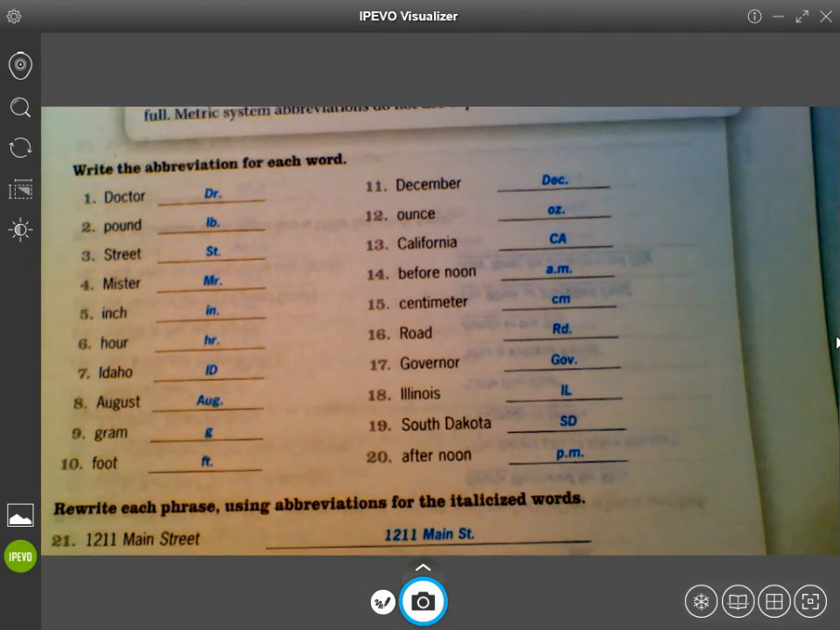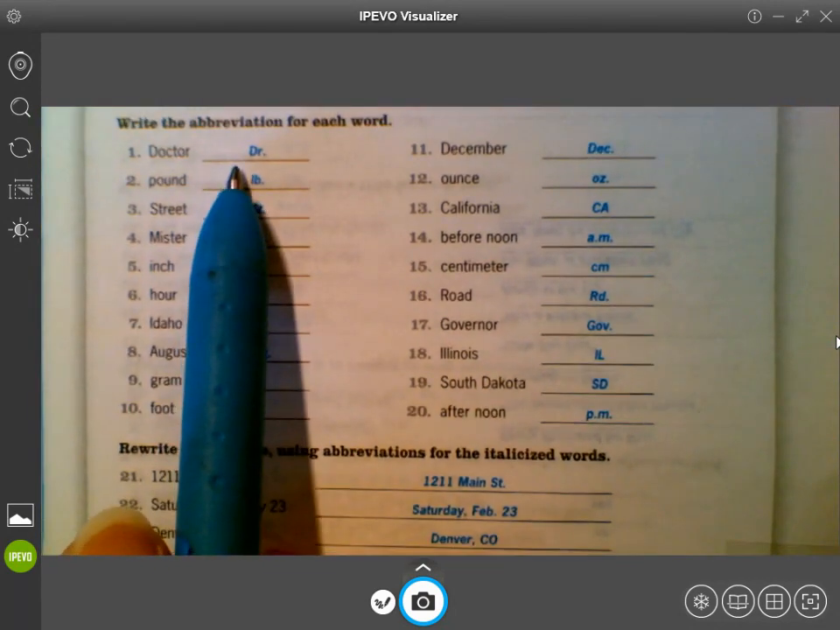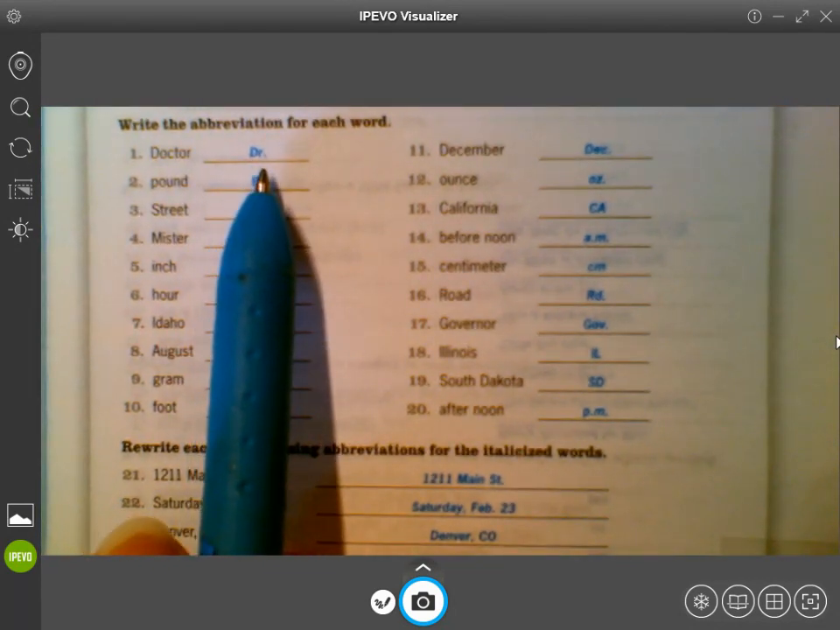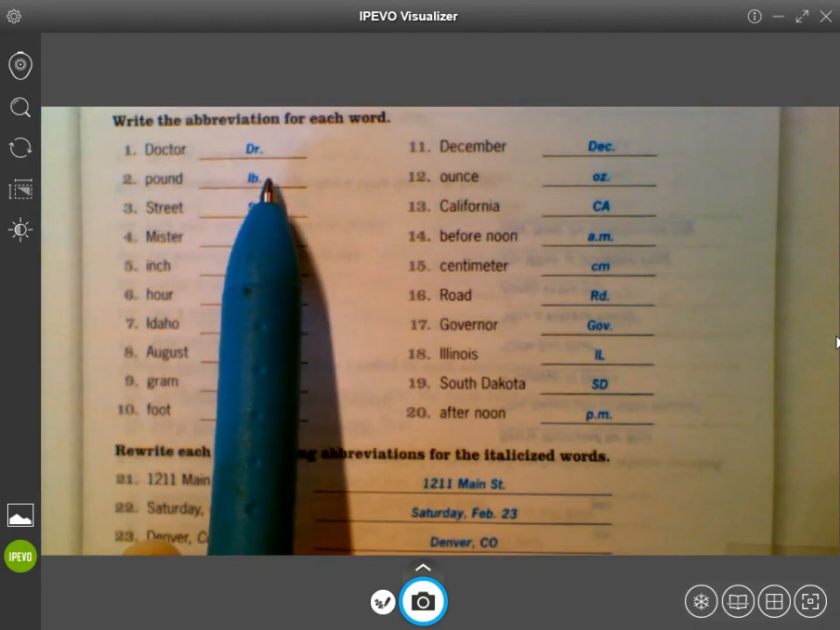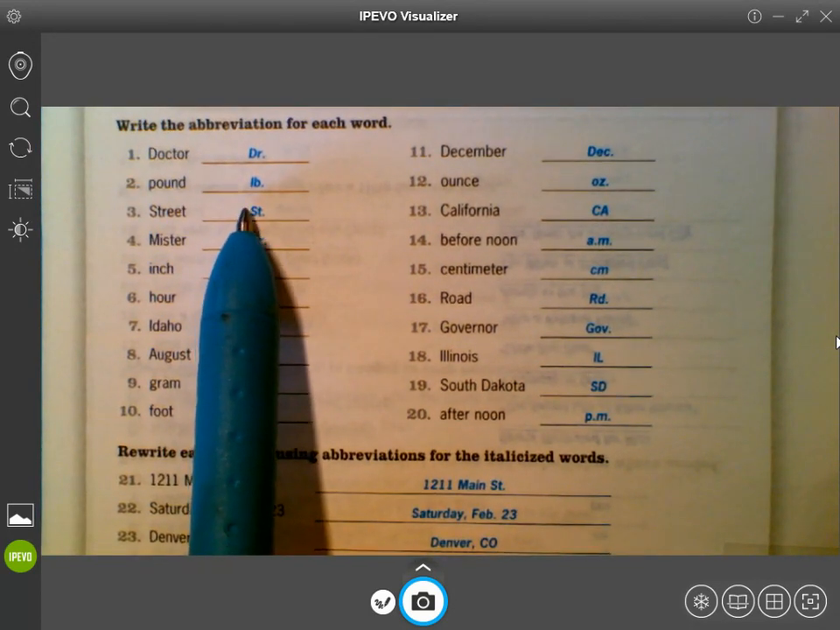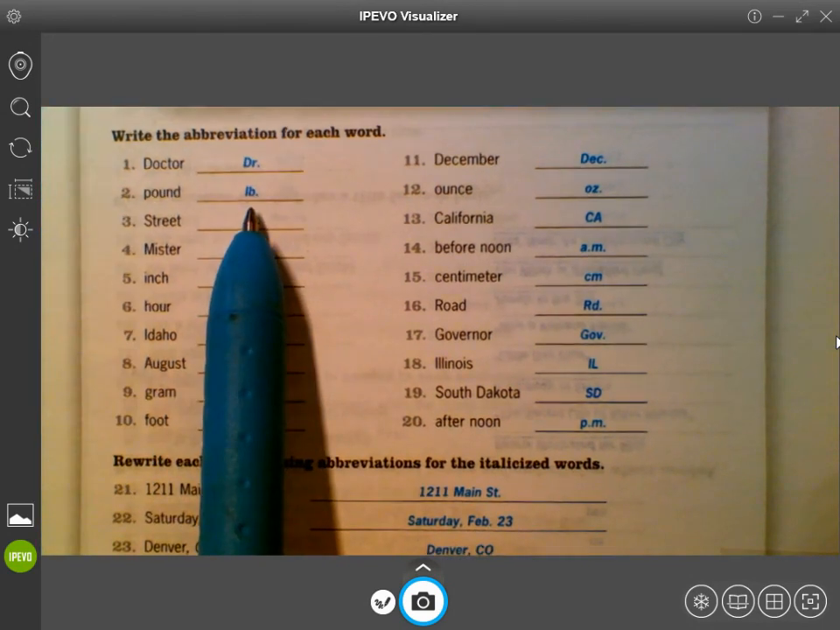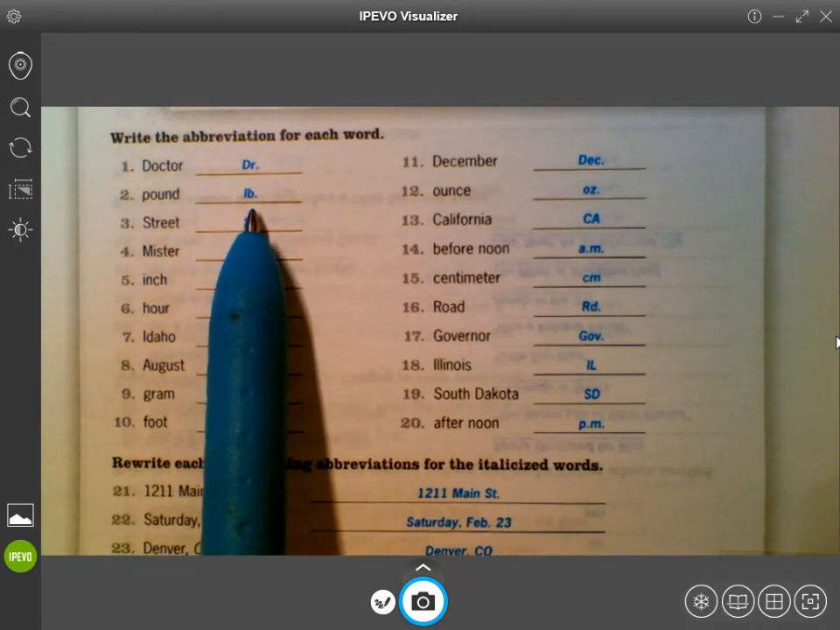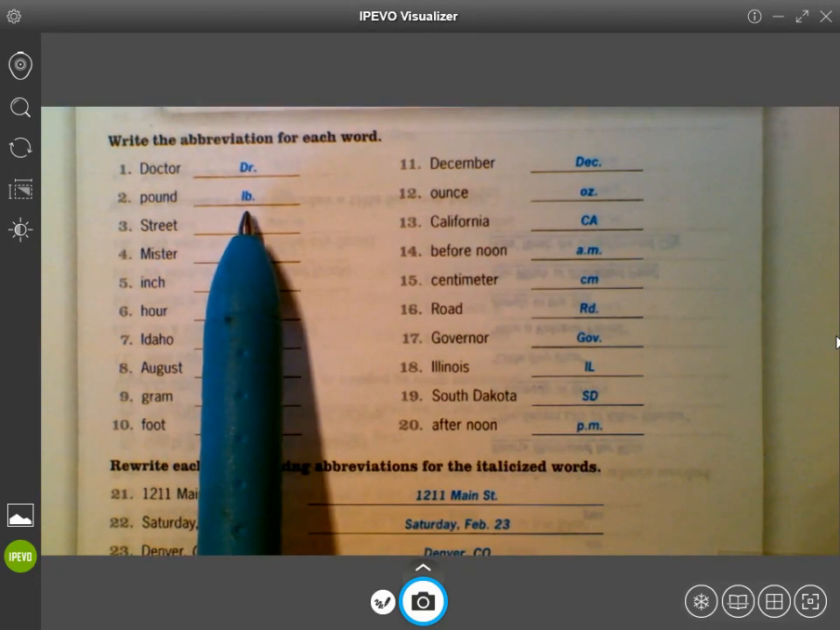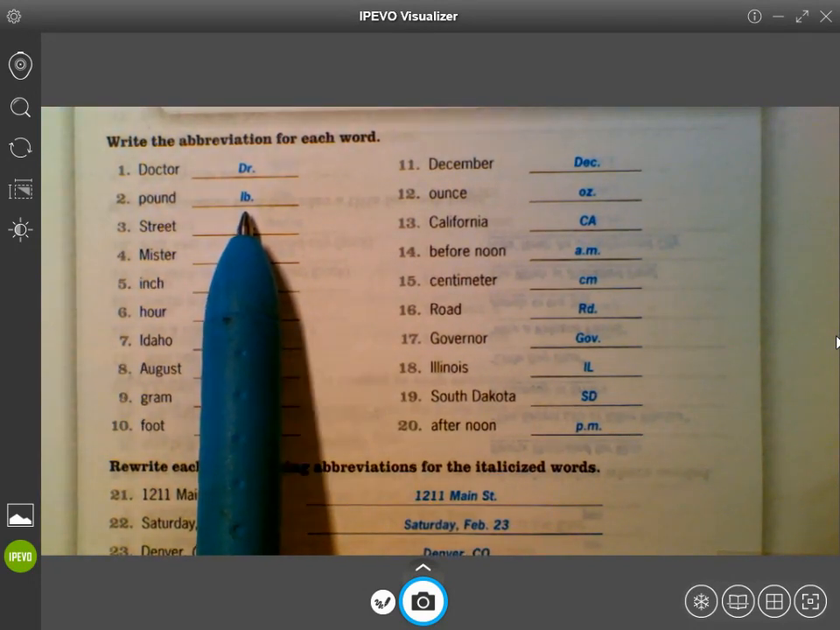So for number 1, doctor, you should have written a capital D, a lowercase r, and a period. For number 2, pound, you should have used a lowercase lb and a period. And some people were asking, why do we abbreviate pound that way? And Mackenzie brought up a good point, the fact that some countries use the pound as a form of currency. And so that's abbreviated, I think, PD or P, either P or PD. So they needed a way to abbreviate pounds as in weight. So that's why they have the LB.